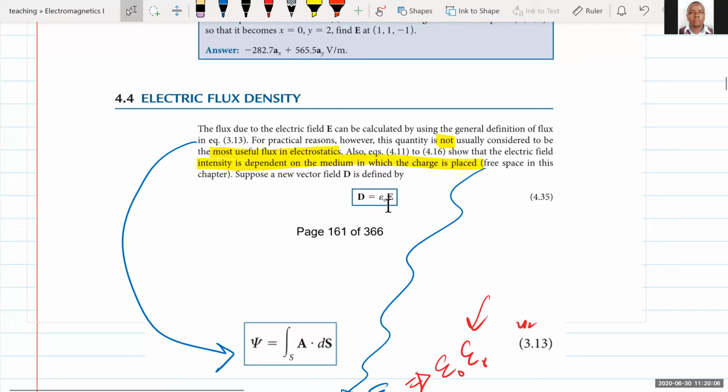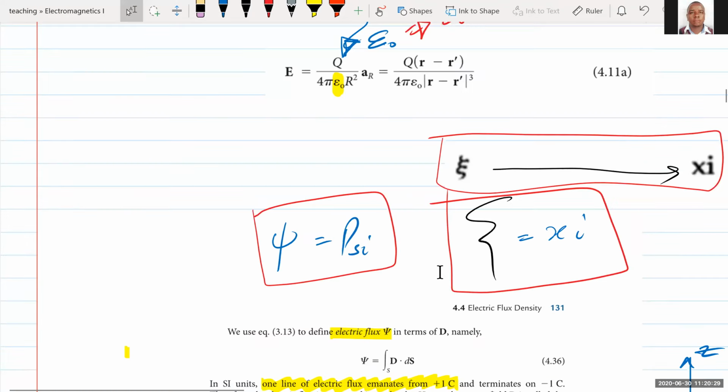And therefore, equation 4.35 becomes a new definition for electric field. This term that we get after we have multiplied the permittivity of free space with the electric field strength is a new term that we refer to as electric flux density. And we want to show some characteristics of that.